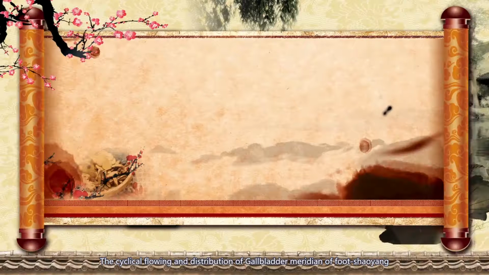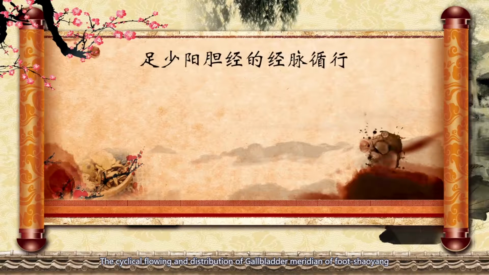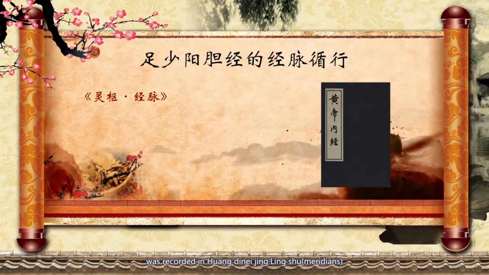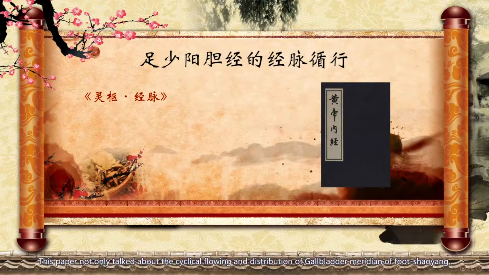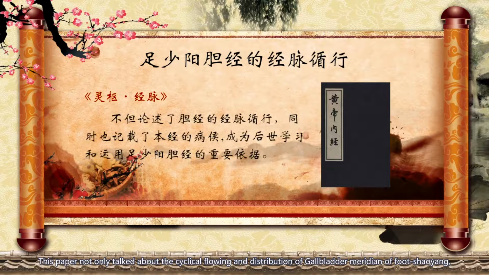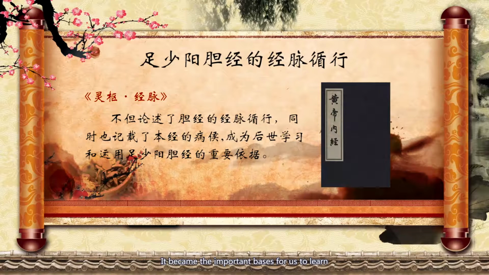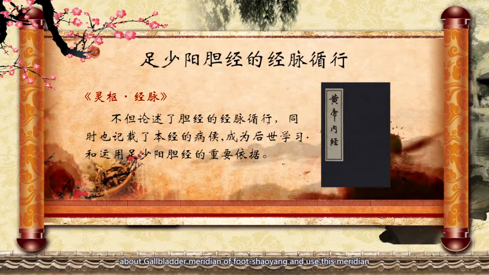The cyclical flowing and distribution of gallbladder meridian of foot Shaoyang was recorded in Huangdi Neijing Ling Shu. This paper not only talked about the cyclical flowing and distribution of gallbladder meridian of foot Shaoyang, but also recorded the syndrome of the meridian of foot Shaoyang. It became the important basis for us to learn about gallbladder meridian of foot Shaoyang and use this meridian.